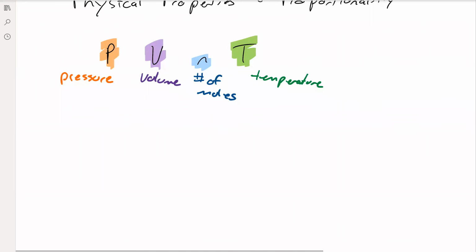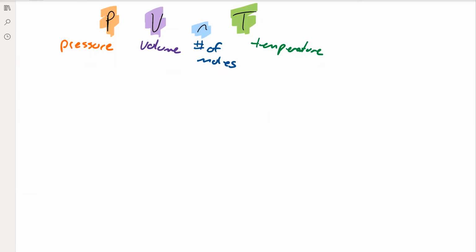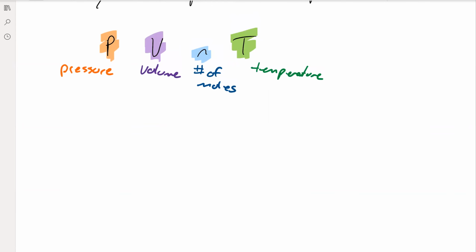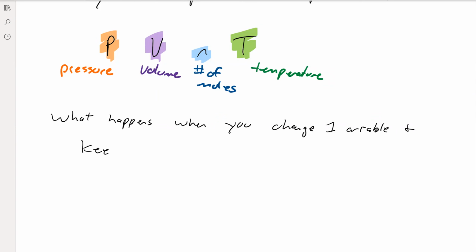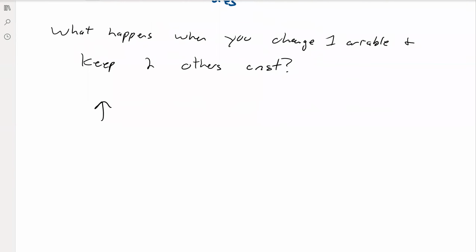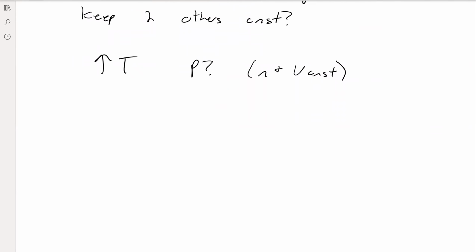And what we're looking for with gases is what happens when you change one variable but keep the others constant. So for example, what happens when you increase temperature? What happens to pressure if we keep N and V constant? So we're not changing the amount of gas, we're not changing the volume, we are just increasing the temperature.